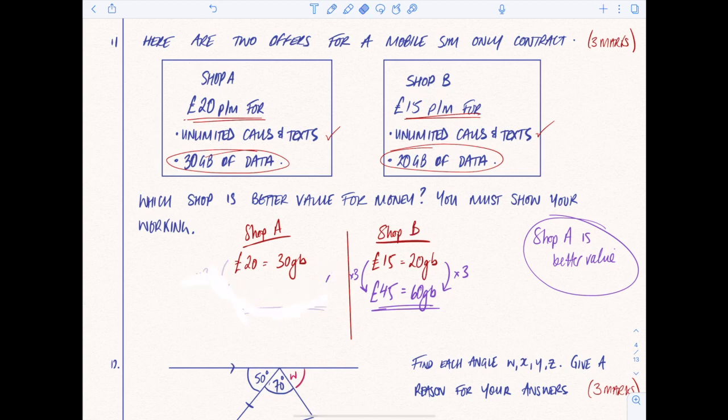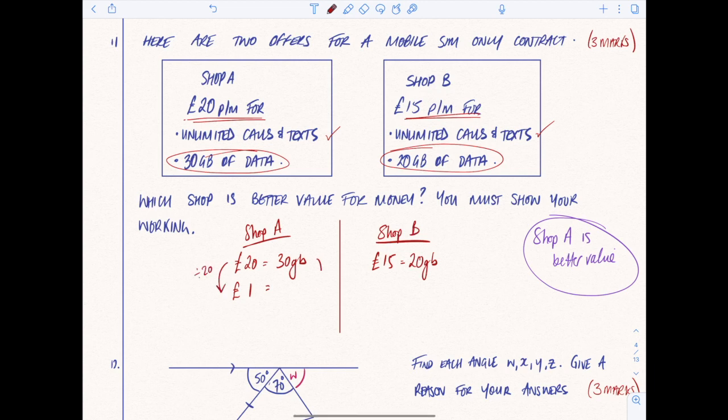So instead of doing that, what I can do is turn it to £1. So how I can work out what I get for £1. In that case, I'd divide by 20, and in this case, I'd have to divide that by 20. Now, 30 divided by 20 is not the easiest thing to do. However, divide it by 10 ends up with 3 over 2. That's an improper fraction, which is actually 1.5. So 3 divided by 2 is 1.5. So with Shop A, for £1, I get 1.5 gigabytes.